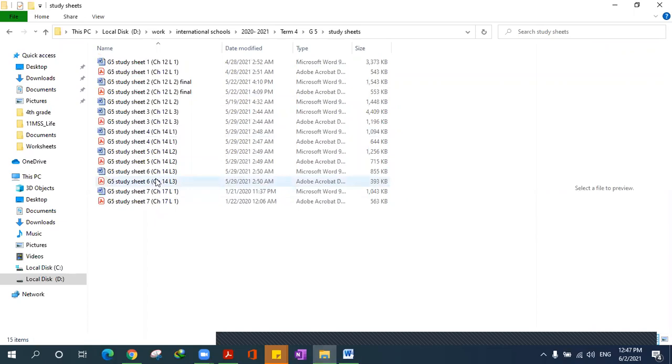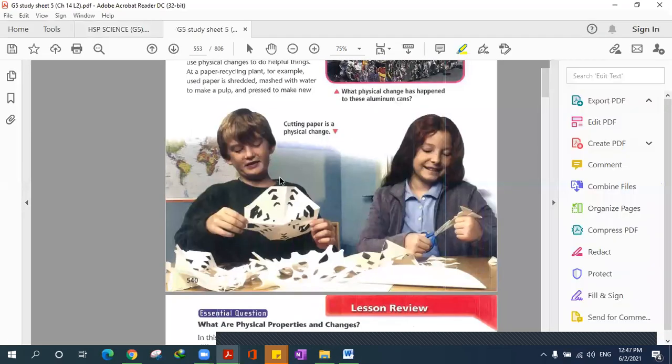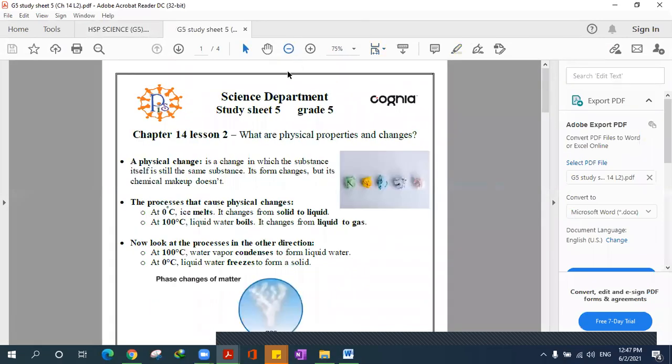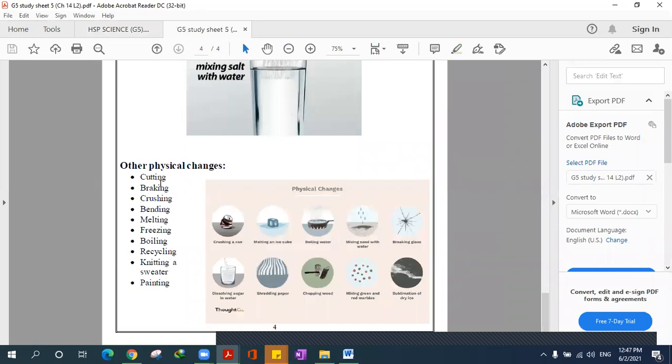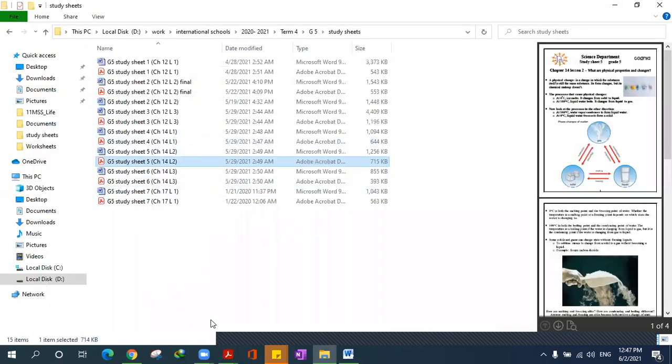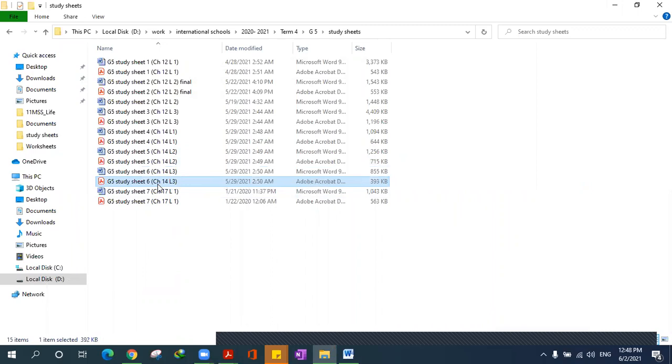Okay, everyone. So let me get the study sheet for you here so you can see it better. Here we have other examples of physical changes like cutting, breaking, crushing, bending, melting, freezing, boiling, and recycling. It's supposed to be breaking, but I forgot the E here. You know it's breaking. Okay, and painting. These are examples of physical changes. And then you have the chemical change.